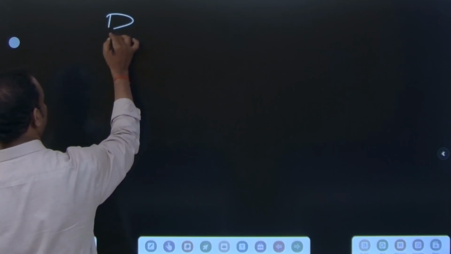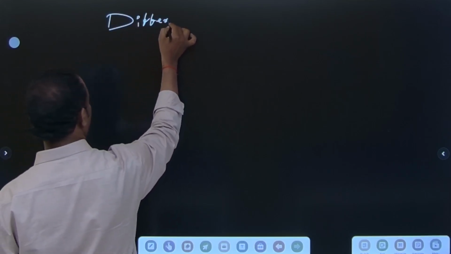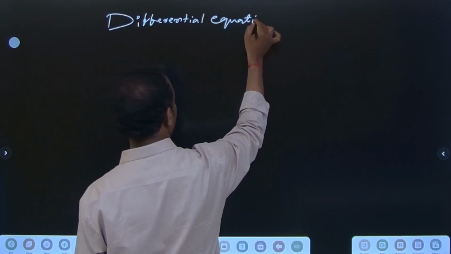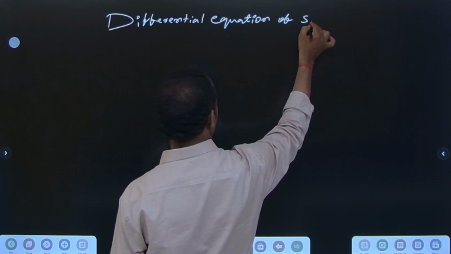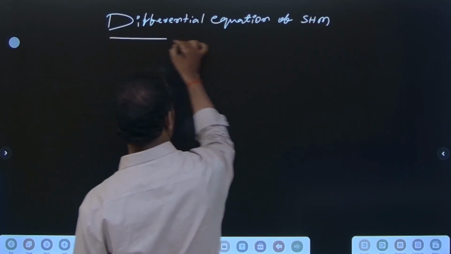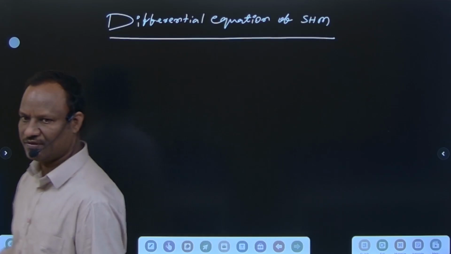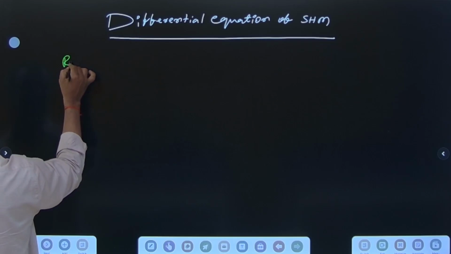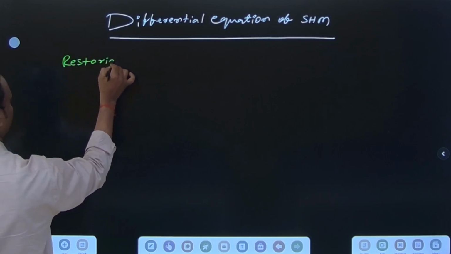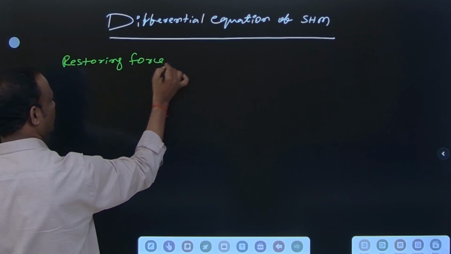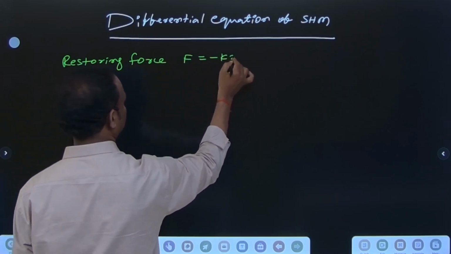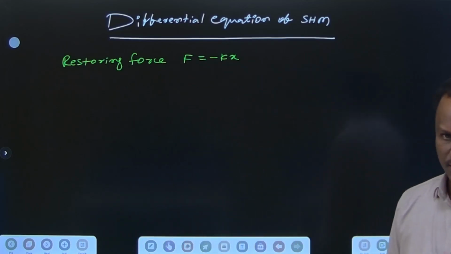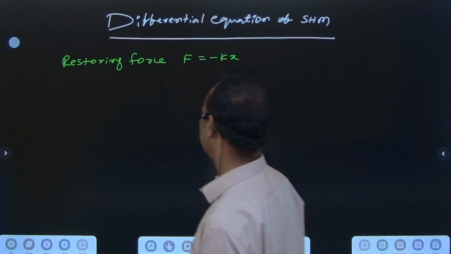Differential equation of SHM is the next condition. What is the differential equation of SHM? F is equal to restoring force. What is the formula for restoring force? Restoring force, we just completed it. F is equal to minus kx. F is proportional to minus x. Okay, F is equal to minus kx.